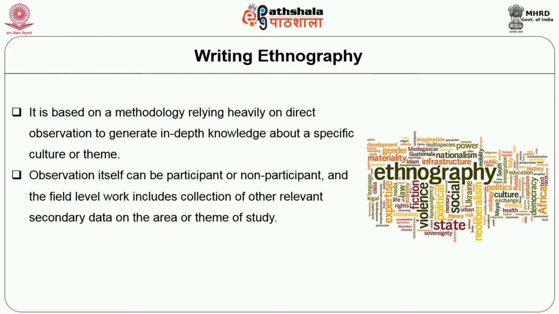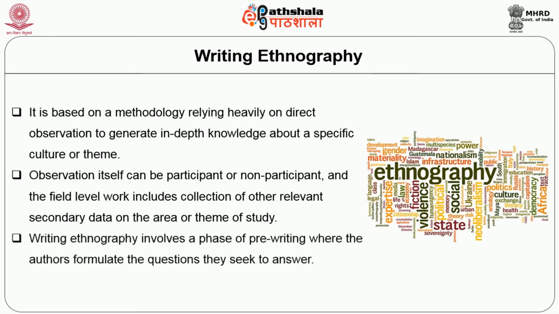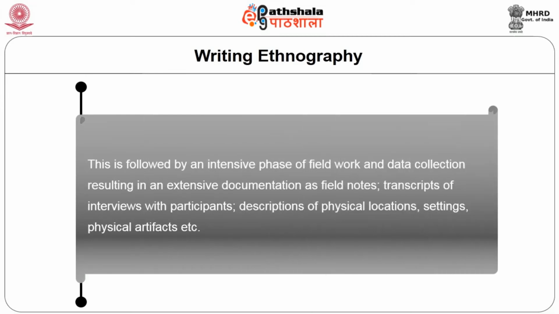Observation itself can be participant or non-participant, and the field level work includes collection of other relevant secondary data on the area or theme of study. Writing ethnography involves a phase of pre-writing where the authors formulate the questions they seek to answer. This is followed by an intensive phase of field work and data collection, resulting in an extensive documentation as field notes, transcripts of interviews with participants, descriptions of physical locations, settings, physical artifacts, etc.